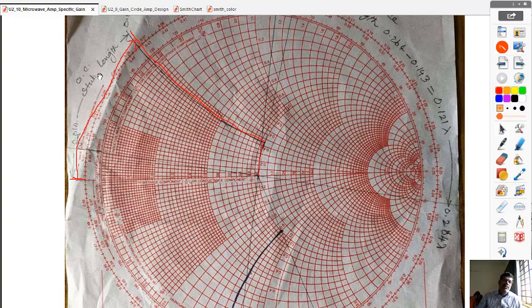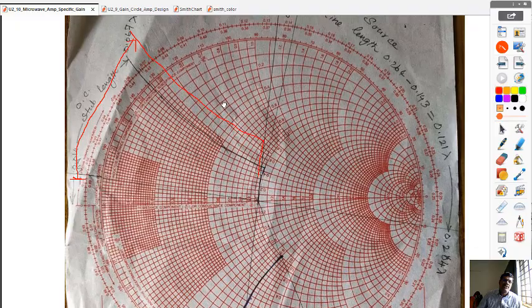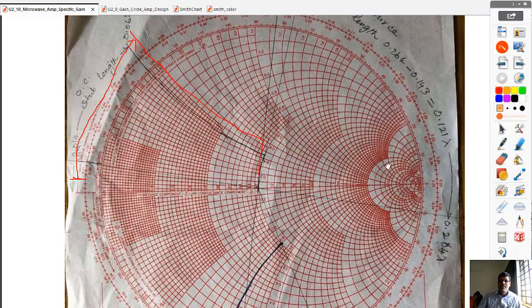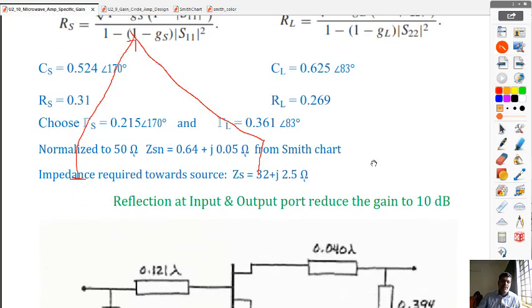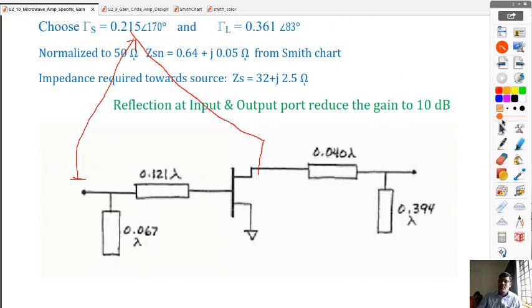This is the open circuited stub length, 0.067 lambda. The next thing is you have to compute the length of the series transmission line at the source end.